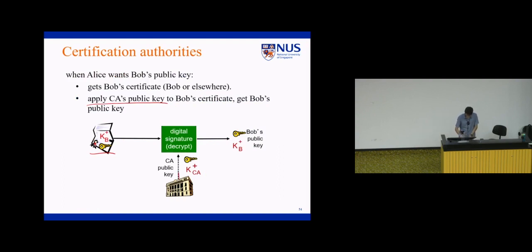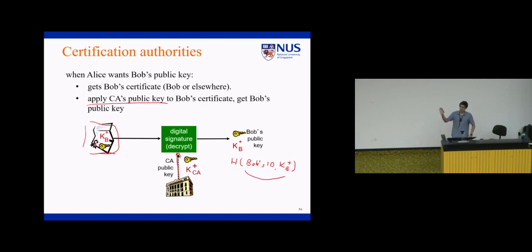So let's say this is the CA's public key, and this is the certificate. Alice will apply the CA's public key to the certificate, and then she will obtain the hash of Bob's ID and Bob's public key, and then from there she can check, when hashing Bob's ID and KB plus, whether she can get to the same digest. And if she can get to that, that means that certificate is authentic, and Bob's public key is KB plus.